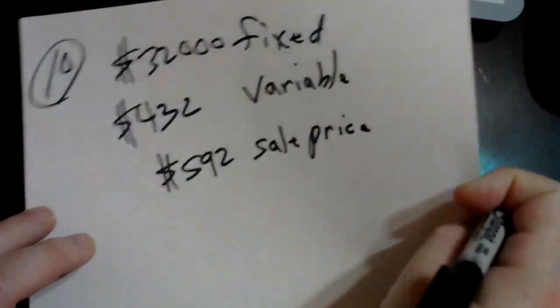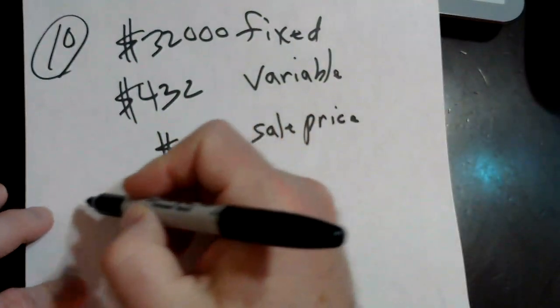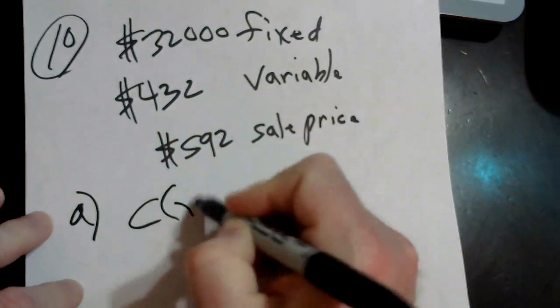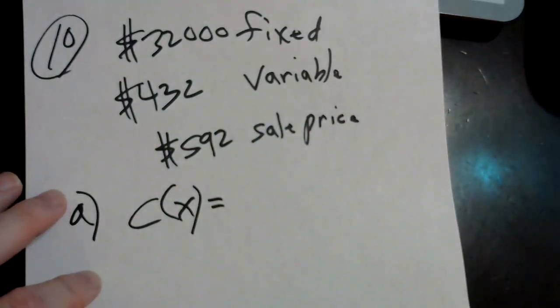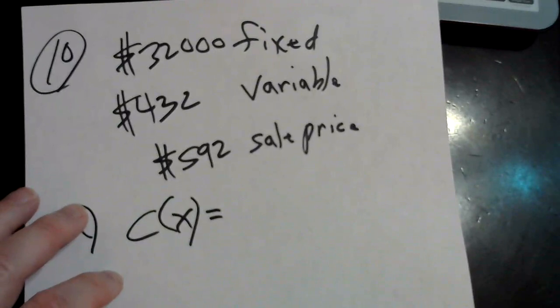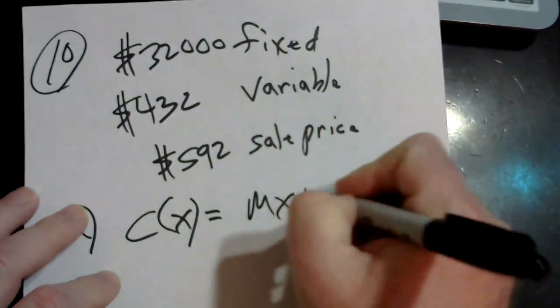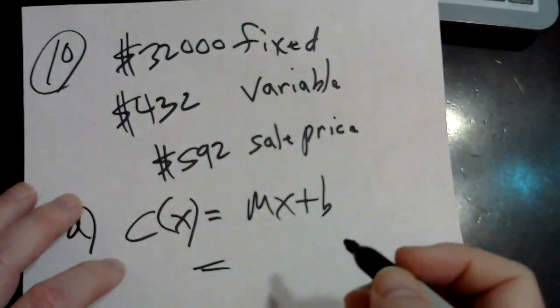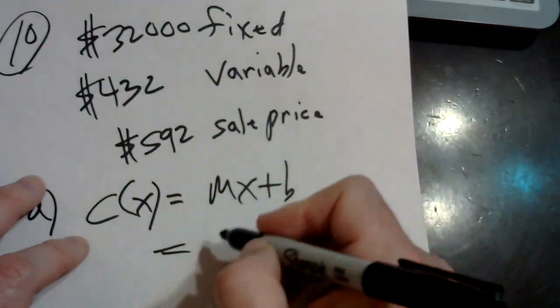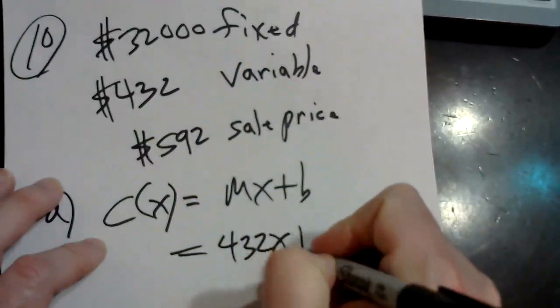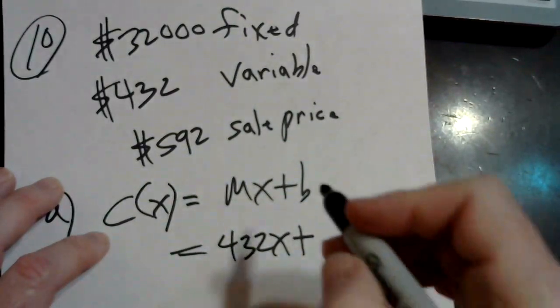Okay. So we've got to come up with a profit function. Well, before you can come up with a profit function, you need a cost function and a revenue function. And it's kind of implied in this problem that the cost function is a linear function. So it's going to be of the form mx plus b. But just remember, your variable cost is always the coefficient of x, and your fixed cost is always your constant.